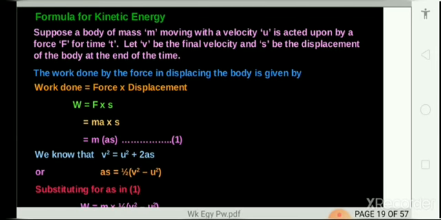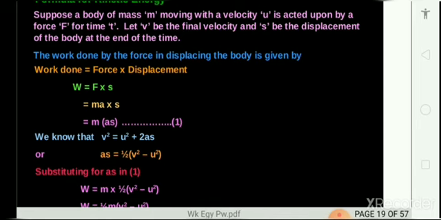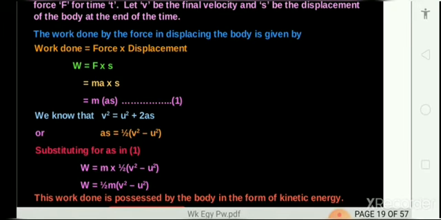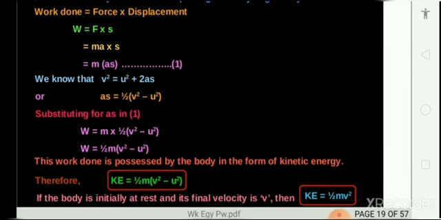What is the formula? Suppose a body of mass m moving with velocity u is acted upon by a force for time t, and the final velocity is v and the displacement is s at the end of the time. You will get W equals F into S, where F is equal to ma, the second law of motion we have learned in the previous chapter. So you can write W equals m a s, where W is the work done.